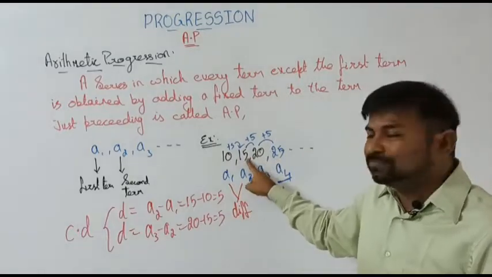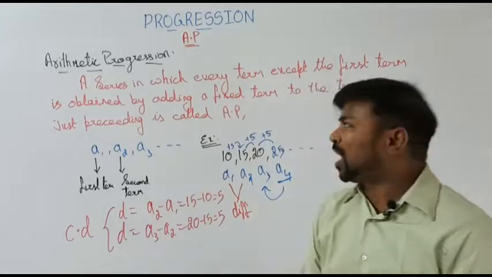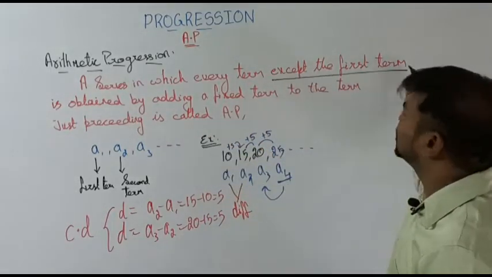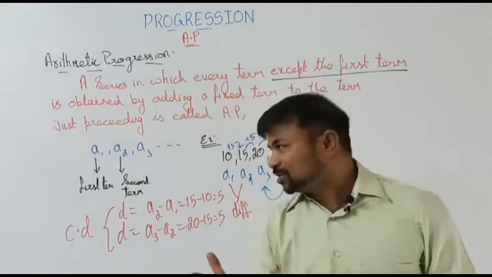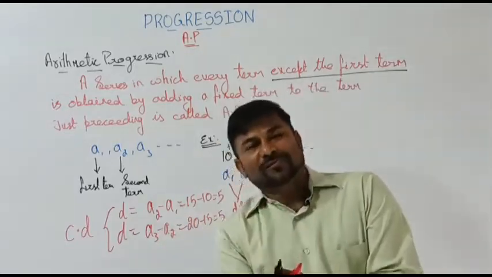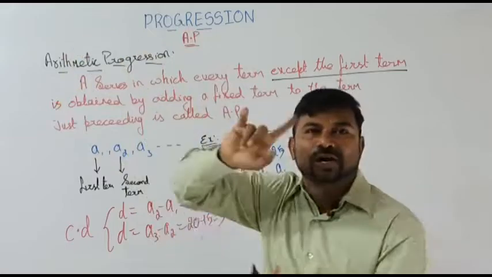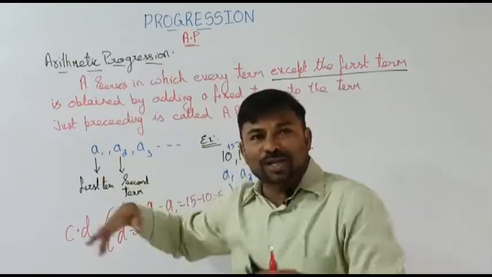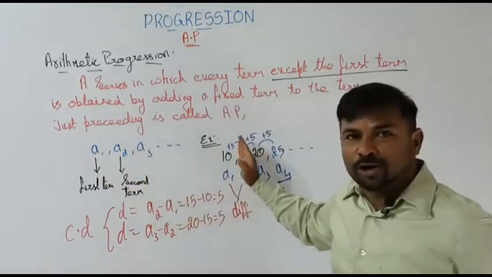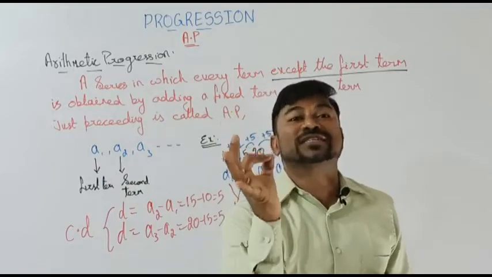Now if every term is got by adding a fixed term, then why did we take "except the first term" in the definition? Because before the first term, there is no preceding term. Before A1, there is no one. So except the first one, how do we get the remaining terms in an arithmetic progression? By adding a fixed term.